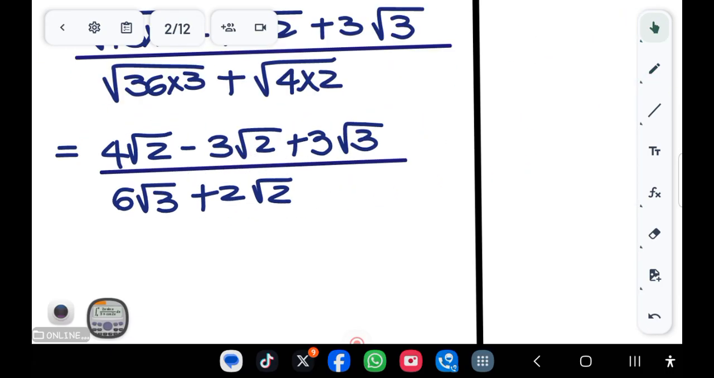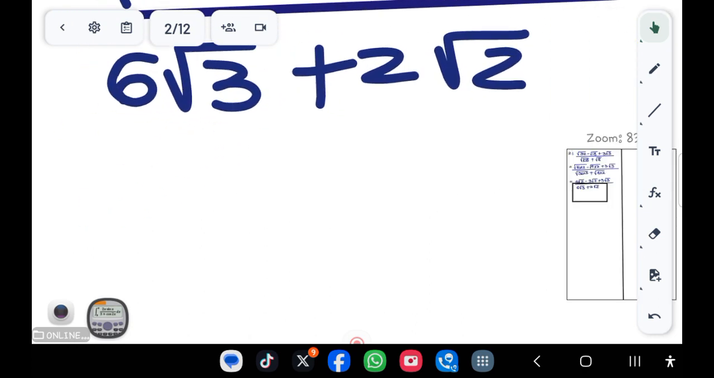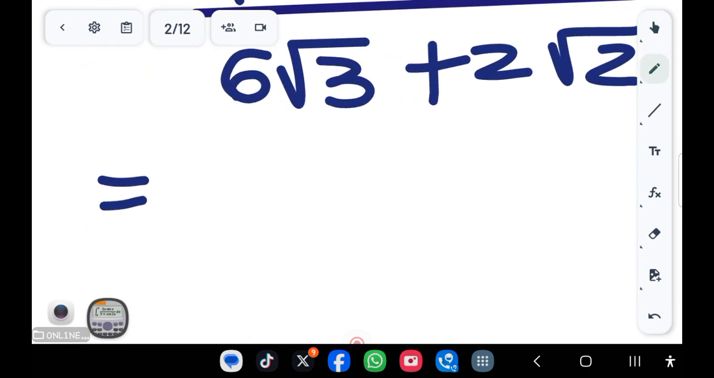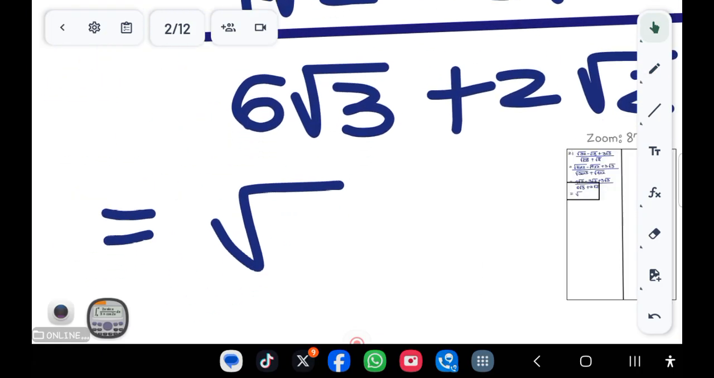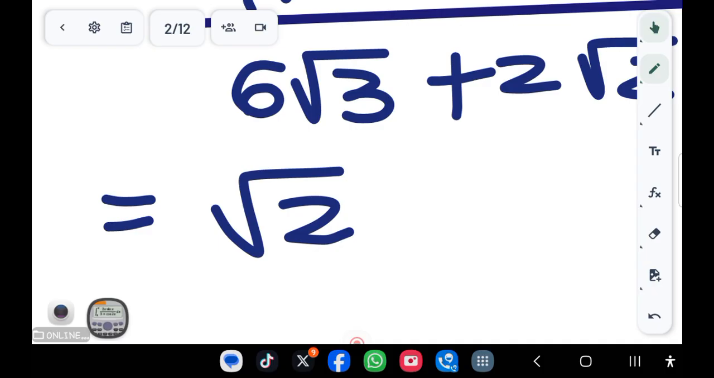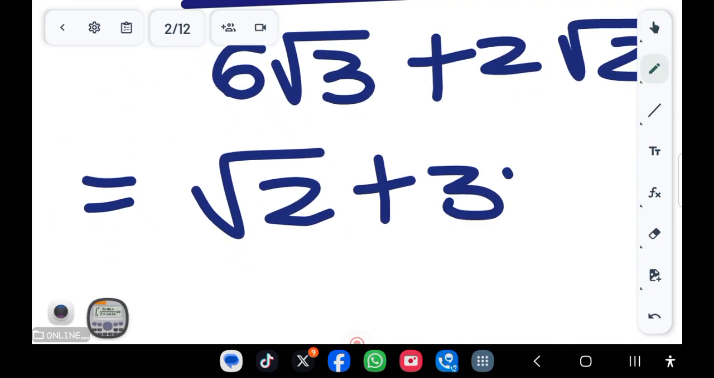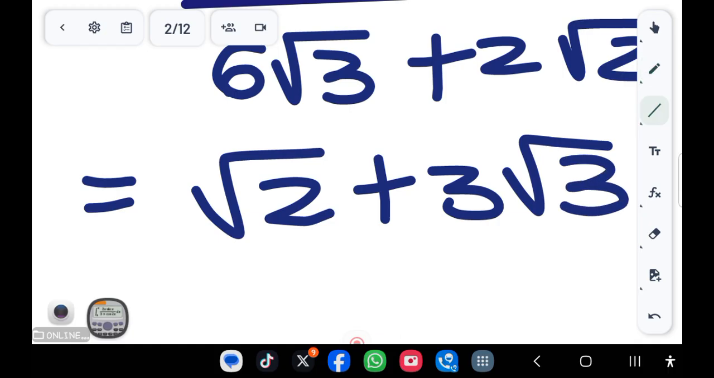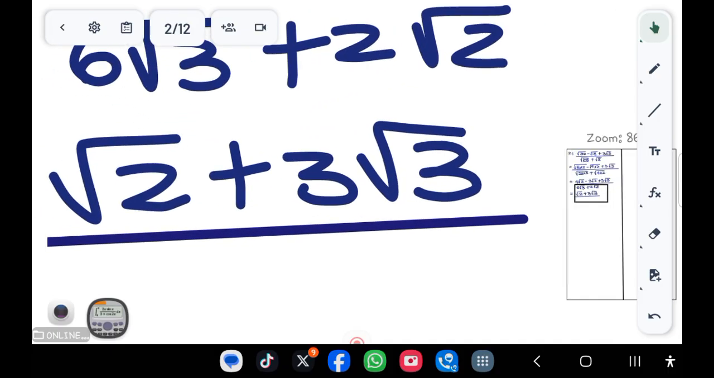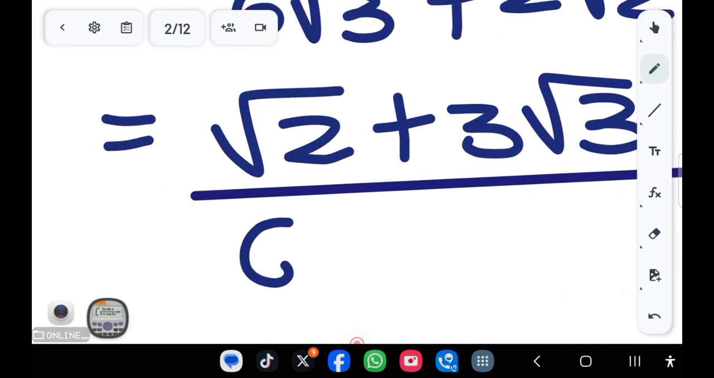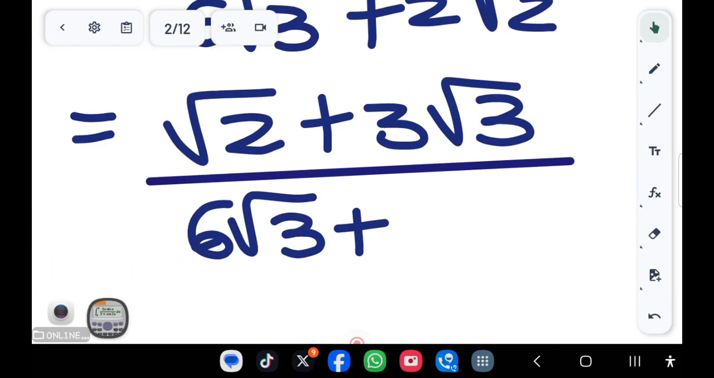Now you add like terms. This is a goat. 4 goats minus 3 goats, that is 1 goat, so that gives us just 1 goat, which is the square root of 2. So that's 1 square root of 2 plus 3 root 3 all over, and that gives us 6 root 3 plus 2 root 2.